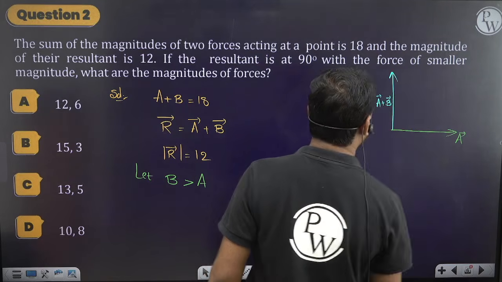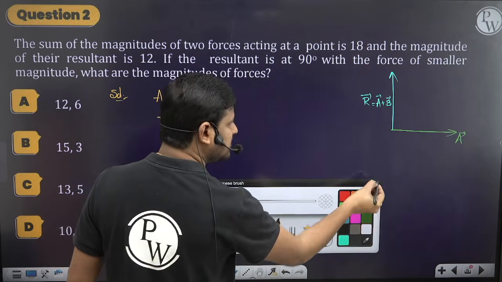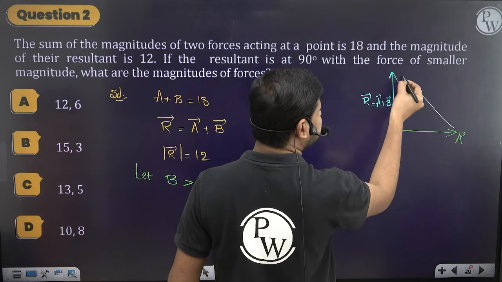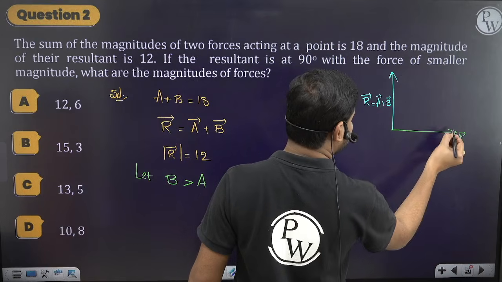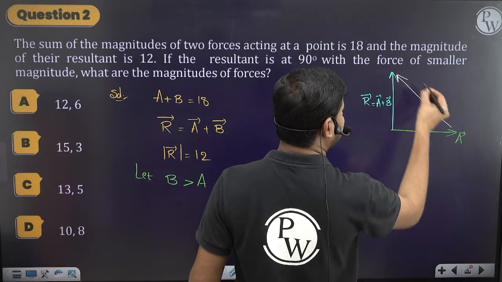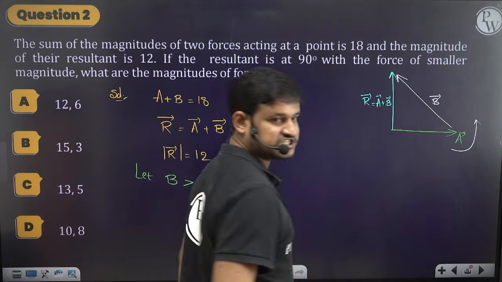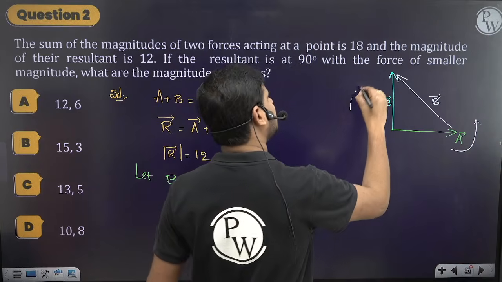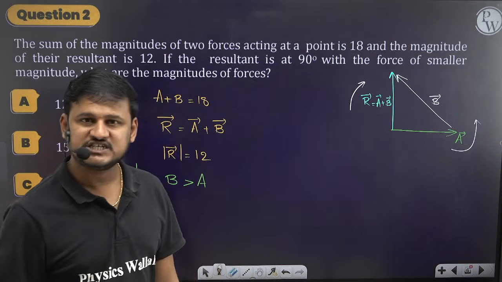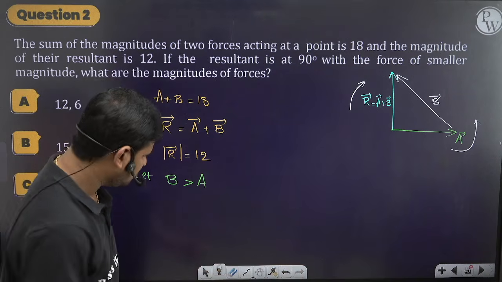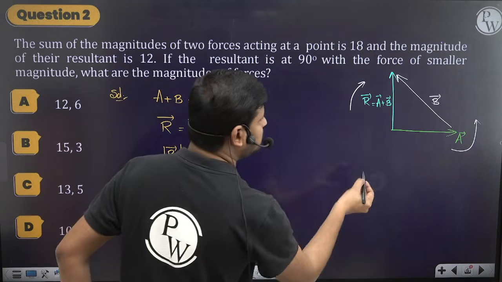Now obviously you got the idea, right? So what is the vector B direction? This is going to be the vector B direction, yes or no? Vector A and vector B are in the anti-clockwise direction and the resultant is in the clockwise direction. That's it, yes or no? Now from here, see what we can do.